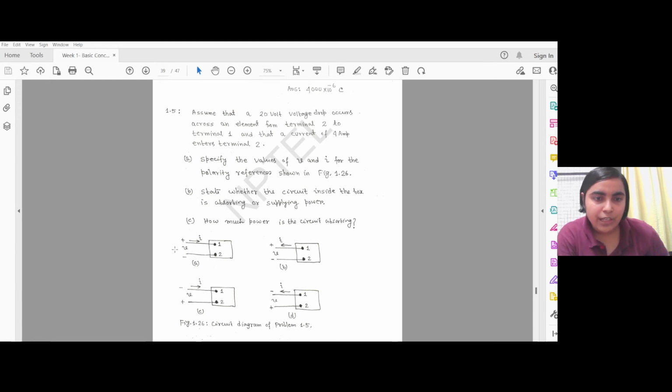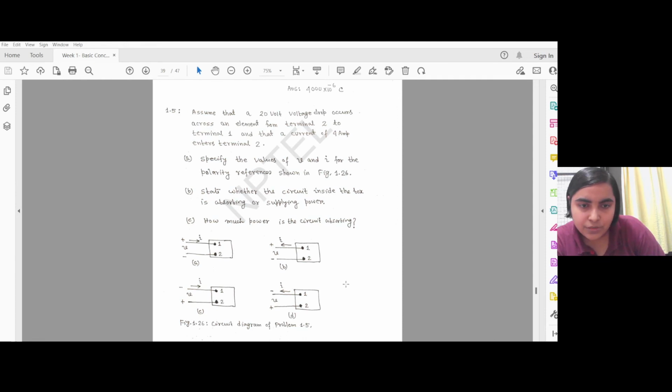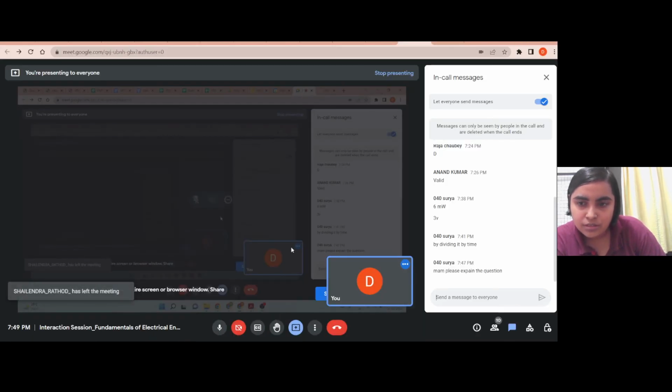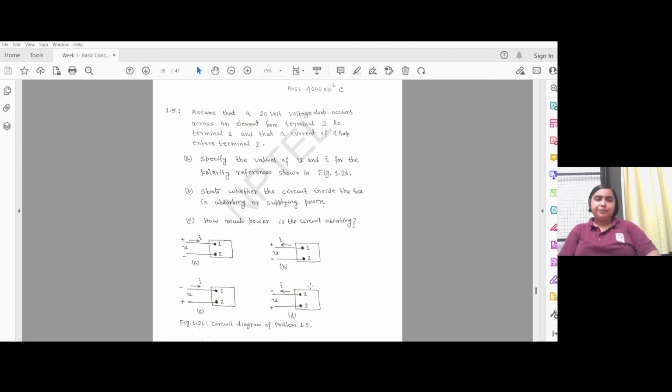So what will be the value of V? Minus 20 for figure A and minus 4. Is that correct, ma'am? Yes. Okay. Minus 4 is correct. Current is in the opposite direction since it is ideally entering through terminal 2. So just hold on.